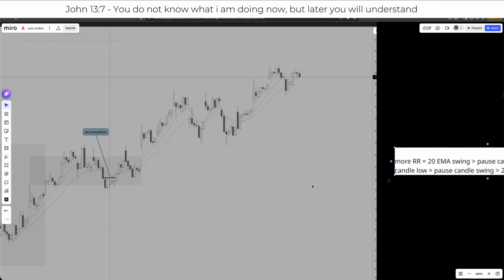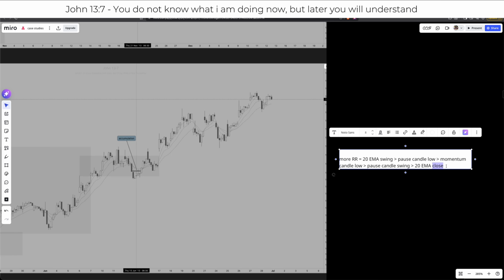Okay. Alright. So 20 EMA swing didn't do anything. Okay. So break even, the most swing right under there. So the swing would be right here for the pause. The candle pause would be right here. So I'll get more. So pause candle low would give me more R than the pause candle swing.